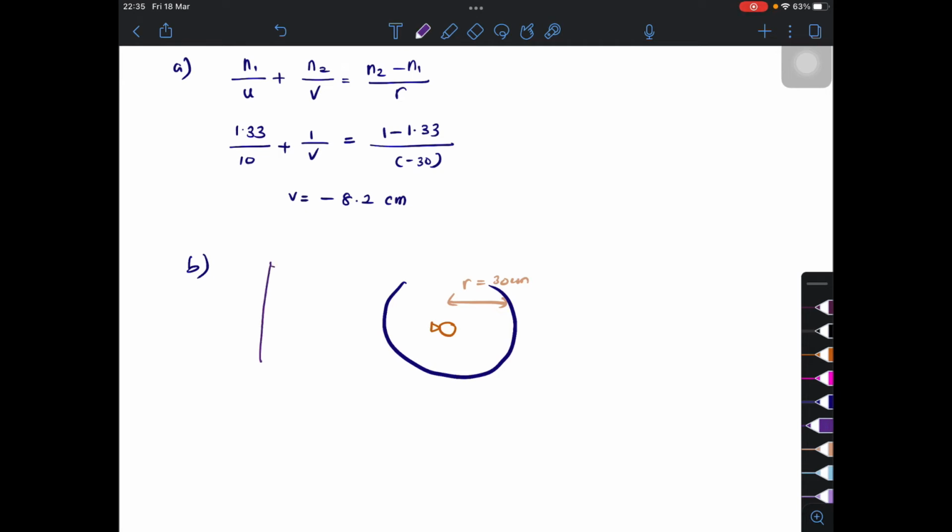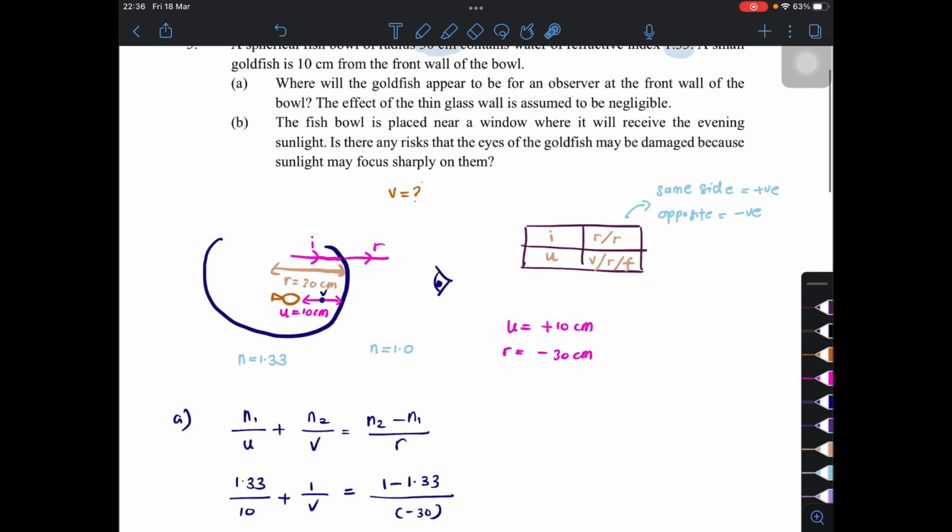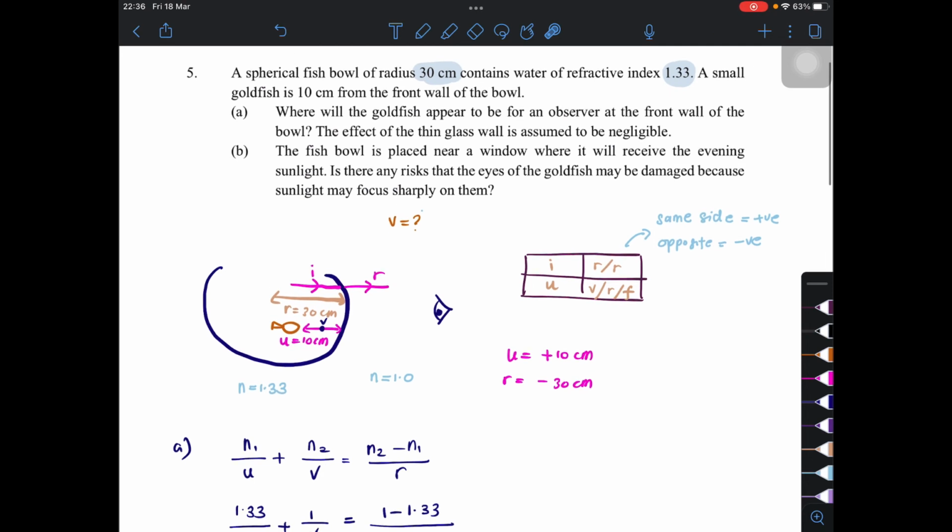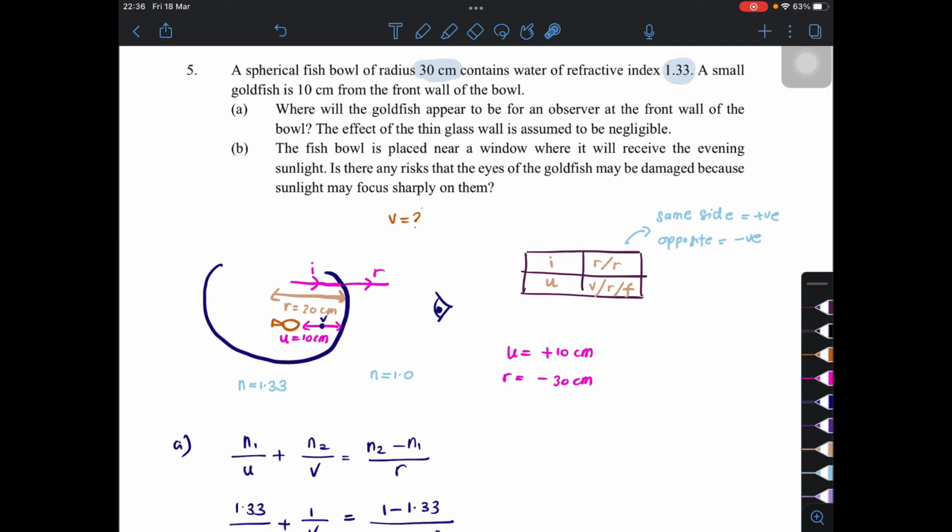So let's assume this is the window, and then this window, okay, kita ada sunlight from the window coming to the ball. Okay, so what we want right now, we need to figure out whether the eyes of the goldfish is damaged or not. How do we know if it is damaged or not?